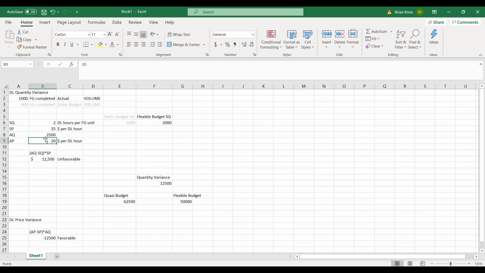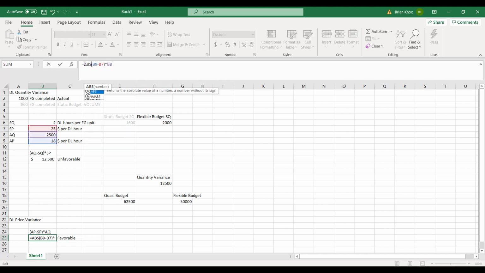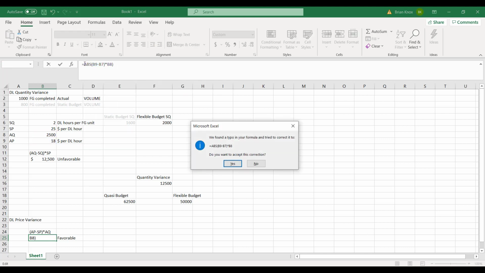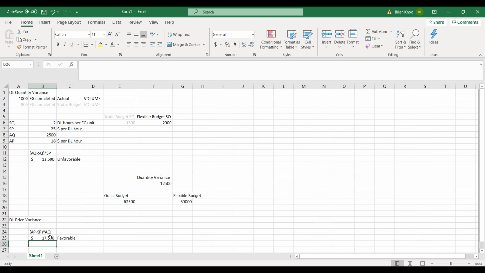You know what? I don't like that. I want it to be one way or the other. I don't want it to come out so nice. Okay, let's make it a little bit more favorable. So now it's a $7 difference per labor hour as far as our favorable price savings. And that leads to, in the end, a $17,500 favorable variance here.